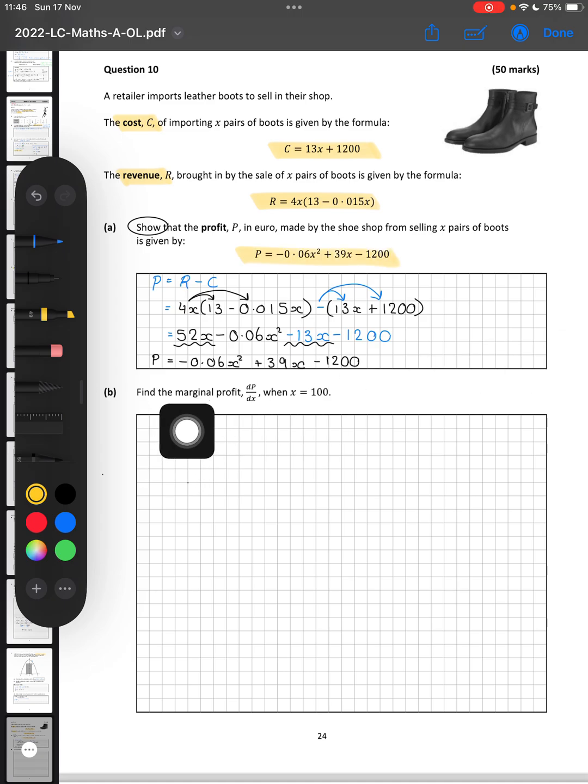So they want the marginal profit. We don't even need to understand what that is. They tell us it's dP/dx. It's the first derivative. So we need to find the first derivative, dP/dx. And then they say when x is 100, but just focus on getting dP/dx first. Well, what I really should do before I actually go and do that is I should write down what P is first.